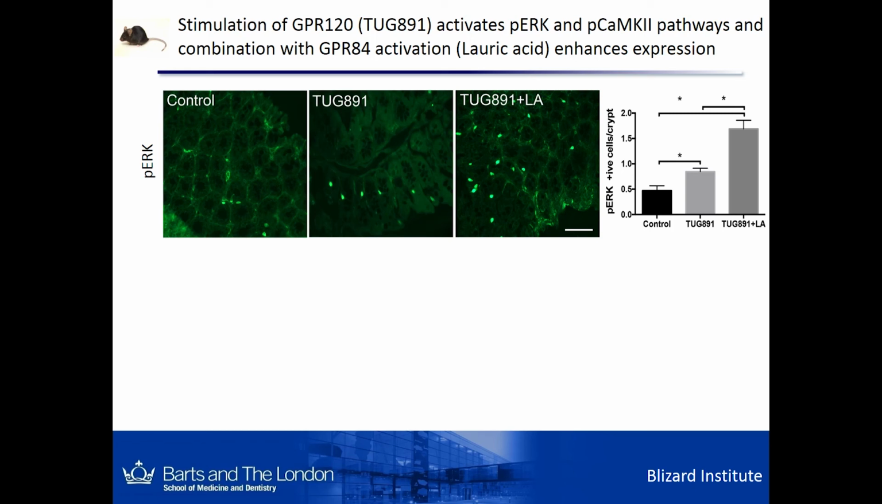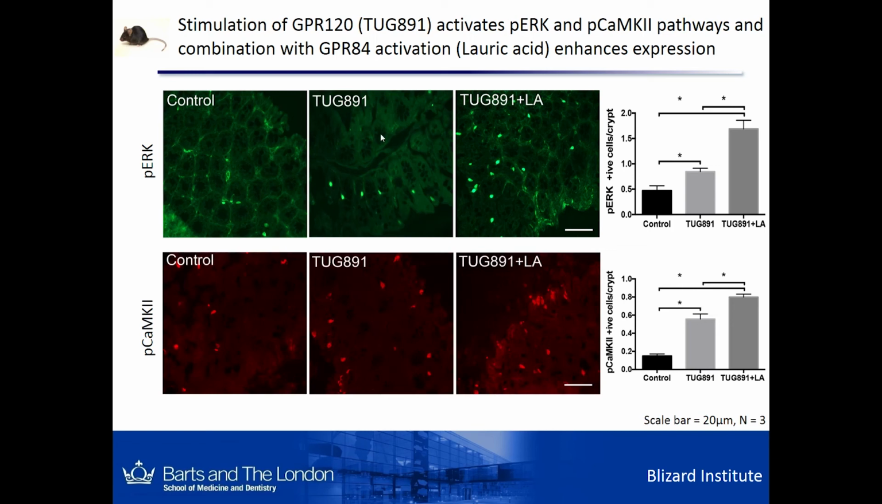with the mice is that stimulation of GPR120 with the TUG891 compound activates both pERK and pCaMK pathways. The green here shows pERK and the red shows pCaMK, and you can see activation of GPR120 stimulates both these pathways. We also did a combination treatment with TUG891 and lauric acid, and we saw that the activation of cells was enhanced by this combination in both pERK and pCaMK.